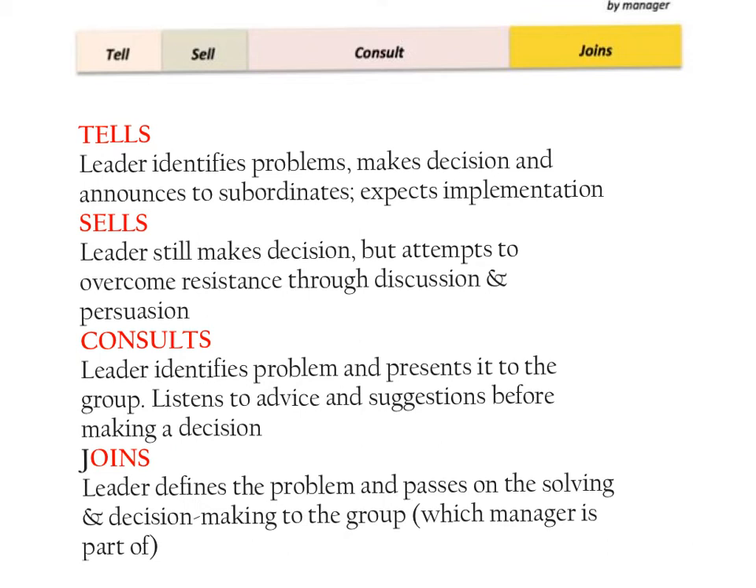And finally, we've got joins. The leader defines the problem and passes on the solving and decision making to the group, which the manager is part of. Now, if we think about the usual type of management styles, we can see that tell is very autocratic. It's very autocratic where the manager directs. The decision making is very centralised. The manager makes the decisions, and that's for the labour force just to act on.